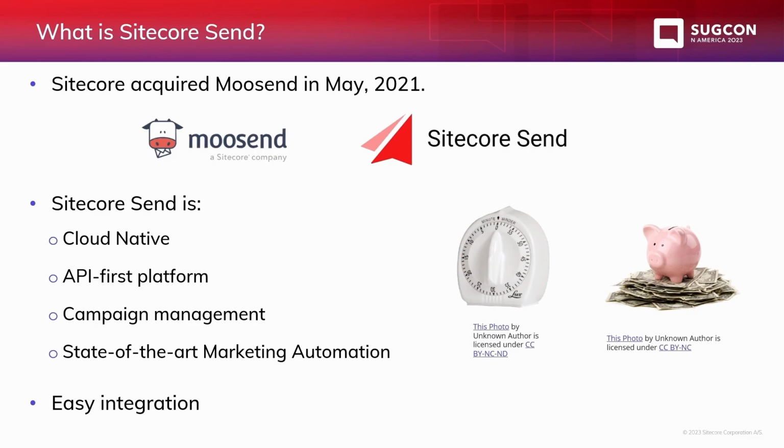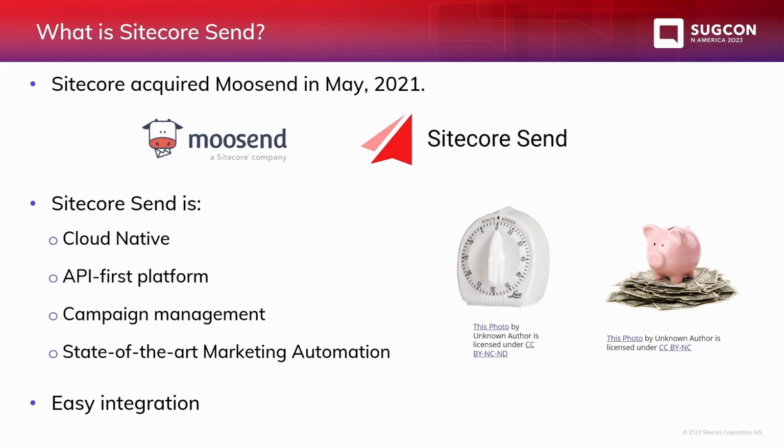So Sitecore Send, Sitecore bought Moosend back in May 2021. So now you can find both of them, Moosend as a standalone and Sitecore Send within the Sitecore portal, which is pretty nice. If you want to have a trial, see how Sitecore Send is going to work, you can try Moosend. You have a 30-day trial, free of charge, certain limitations, but you can try most of the features, so that's pretty cool.